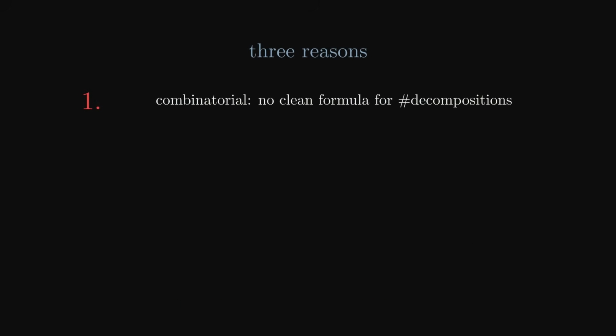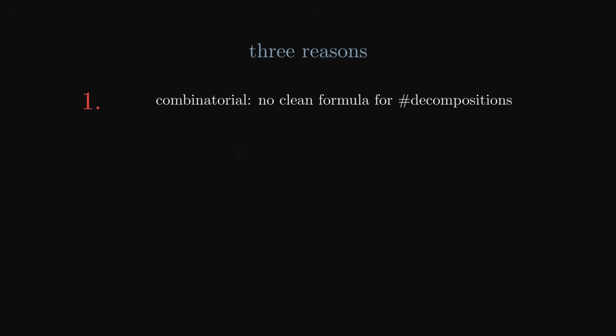Why has this resisted so long? 3 reasons. First, unit fraction decompositions are deeply combinatorial. Given a fraction p over q, the number of ways to write it as a sum of k unit fractions is wild. It depends on the divisor structure of q. There is no clean formula. Number theoretic tools that work on additive problems, circle methods, sieve methods, give bounds but not equalities.